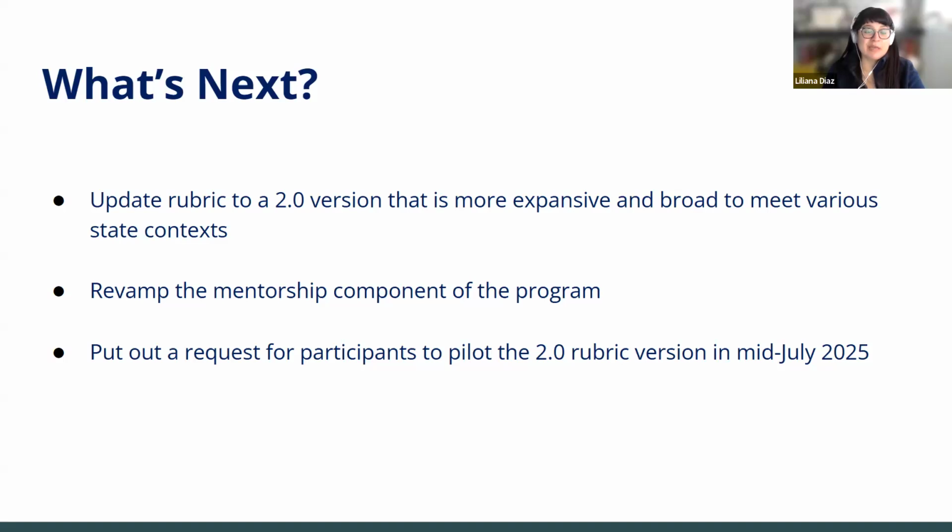As well as we will be putting out a call for folks to pilot the 2.0 rubric come mid-July 2025 for a launch of 2026. So if you're interested in doing this work, remember, you don't have to do the whole rubric, but you could focus on one of the categories of the rubric. And we're going to be opening that up in mid-July. So look for a call for proposals or for participants. And there will be an application review, and we'll be launching a 2.0 cohort in January 2026.